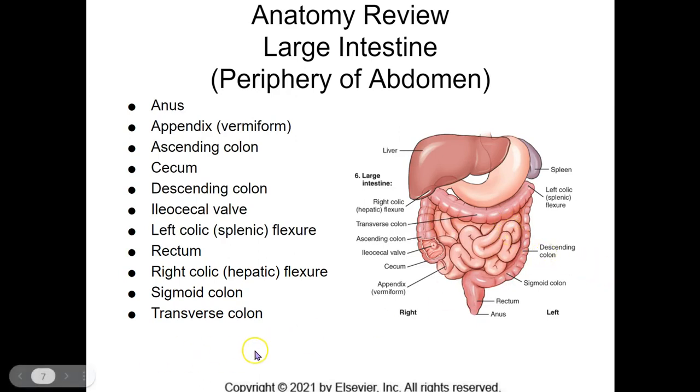Okay, we are going to pause here and we'll continue in part 2 with accessory organs of digestion.